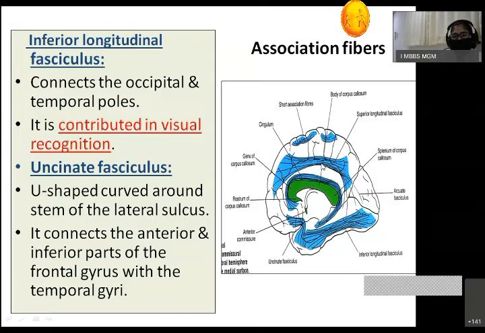So here we can see different types of association fiber. These are short association fibers, which connect the adjacent gyri, and this is long association fiber, which connects the distant gyri in the same hemisphere. This is cingulum. This is superior longitudinal fasciculus. This is uncinate fasciculus. This is inferior longitudinal fasciculus. These are examples of the long association fiber.